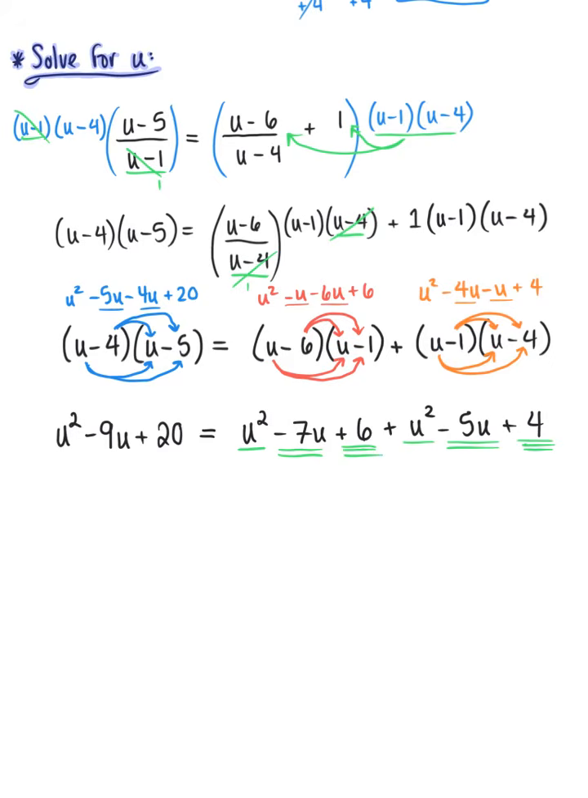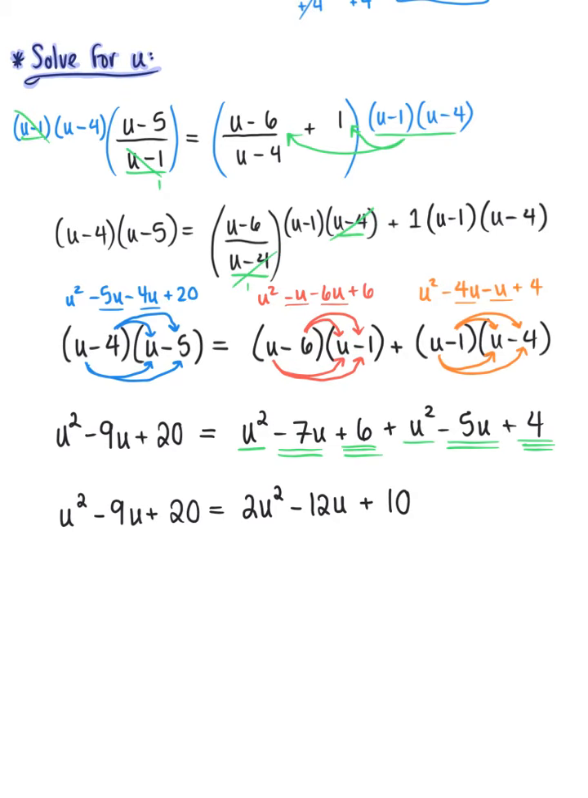So let's rewrite this. The left-hand side will still remain as u squared minus 9u plus 20. And now this is equal to u squared plus u squared leaves us with a 2u squared. Minus 7u minus 5u is a minus 12 times u. And then 6 plus 4 leaves us with plus 10.